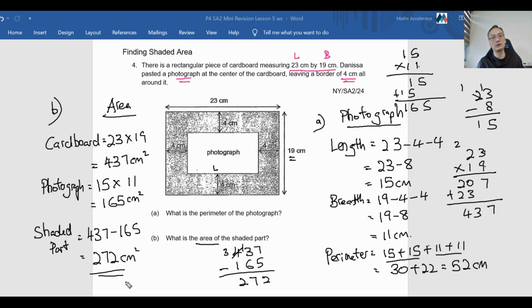Right, so that's how we work out the answer. Okay, so this is how we find the area of the shaded part. Normally you have a big rectangle and a smaller rectangle covering it. So we need to find what is the area of that part, the shaded part that is not covered by the photograph. Alright, so this is how we find shaded area for this type of question.